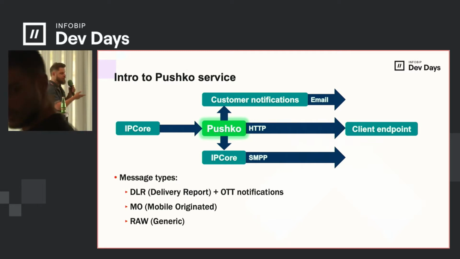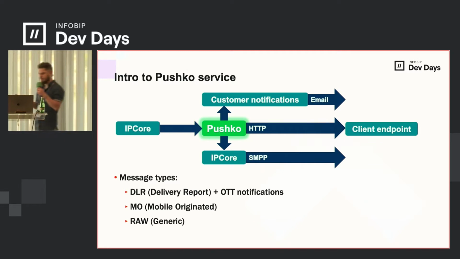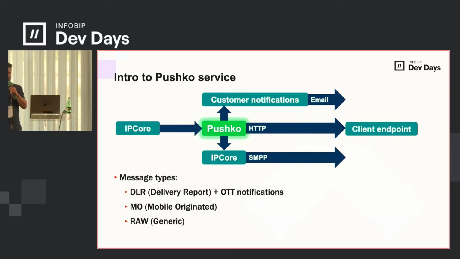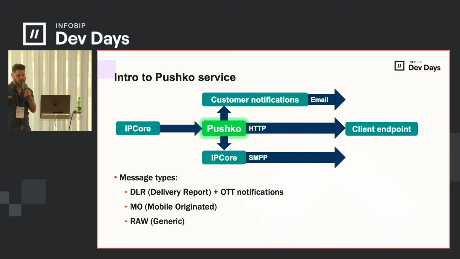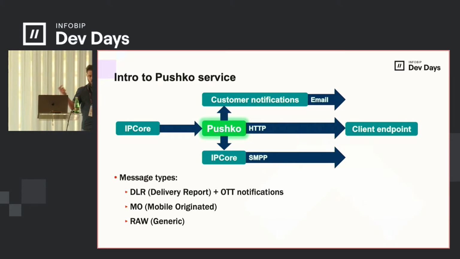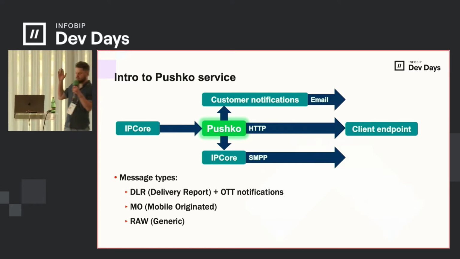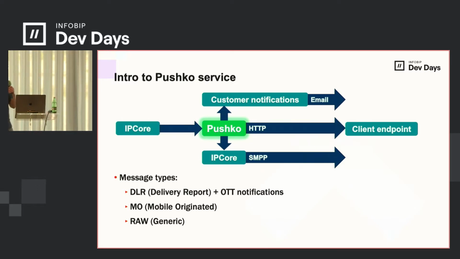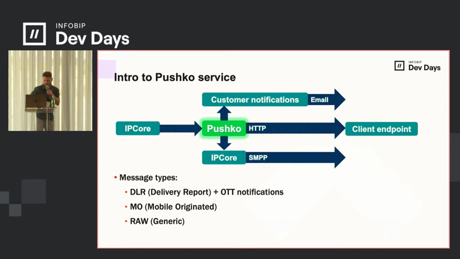And another type is MO traffic type, which is mobile originated, which is a really important type. That's when a mobile user sends some messages to a business and they go through the Infobip platform. So that's very important because that assumes some interactive scenario, this kind of situation. And we also have some generic raw type for forwarding some unformatted key value data to clients. So that's about Pushko service.